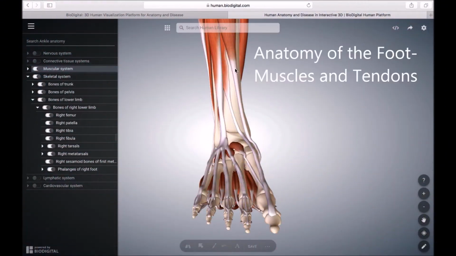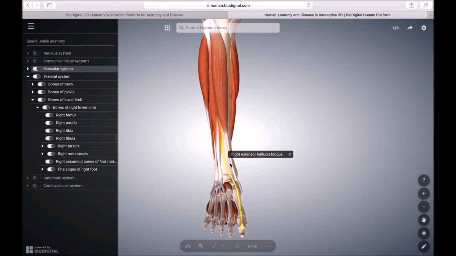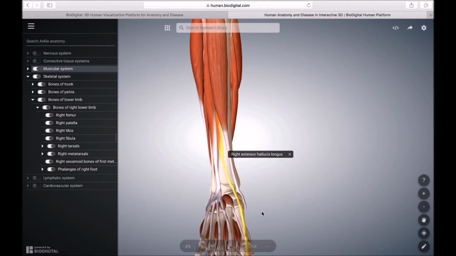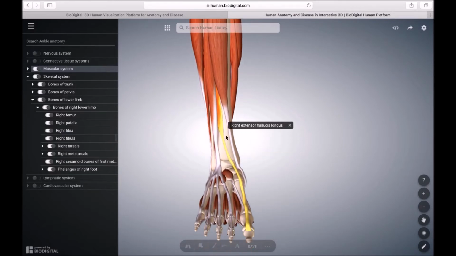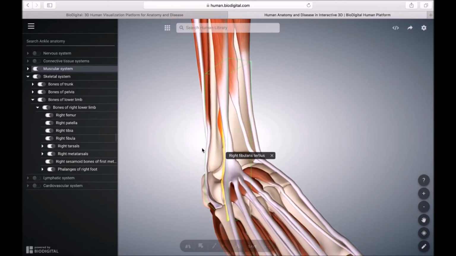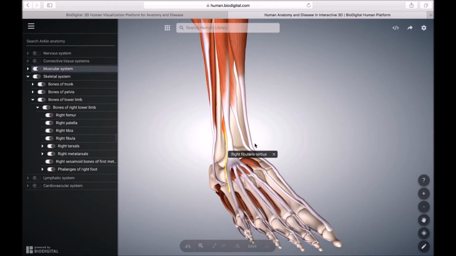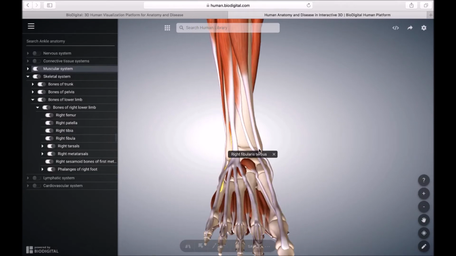To begin with, we'll be looking at the anterior compartment. Now, the anterior compartment consists of the tibialis anterior, the extensor hallucis longus, the extensor digitorum longus and the peroneus tertius, which sits just around the back. Okay, so now I will discuss their purpose.